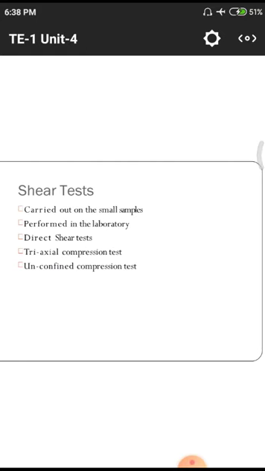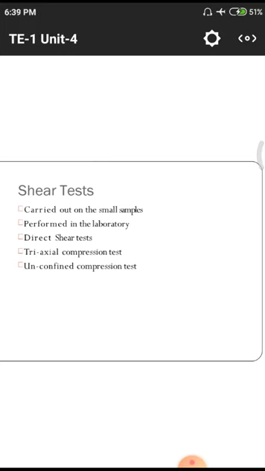These shear tests are carried out on small samples. That means a small quantity of soil sample is essential for the shear tests performed in the laboratory, only in the laboratory. Some tests are conducted directly on the fields themselves, but the shear test must be conducted in laboratories only.